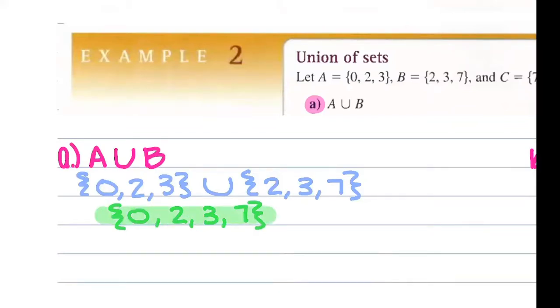Again, these are with unions. So if it asked you for an intersection, then it's something completely different. These are unions, so you want all the members in both sets.